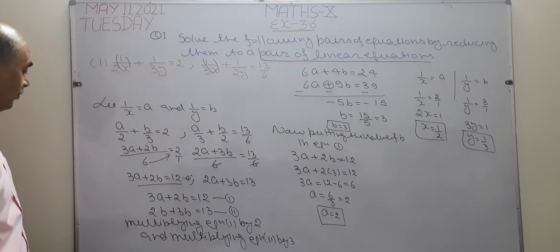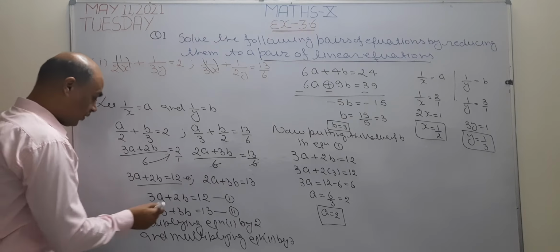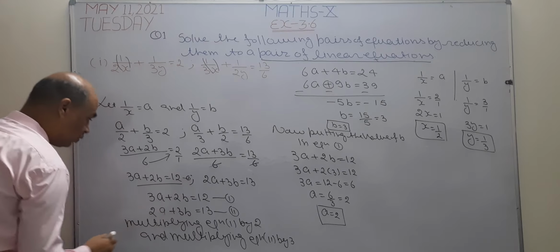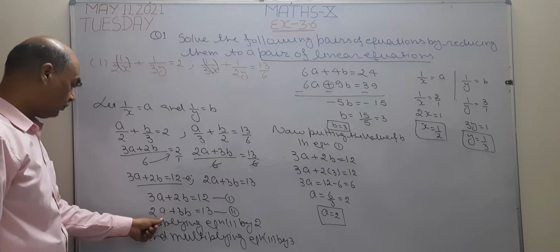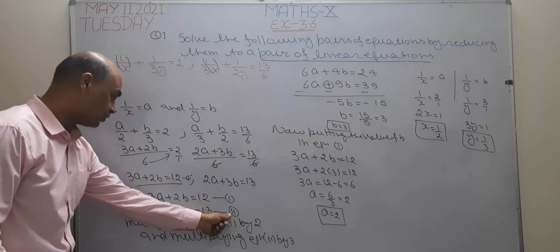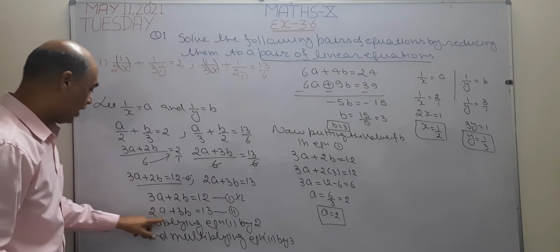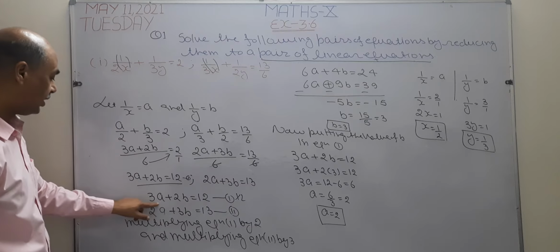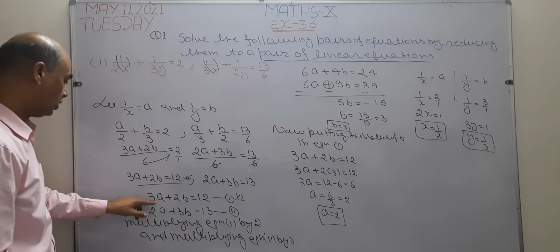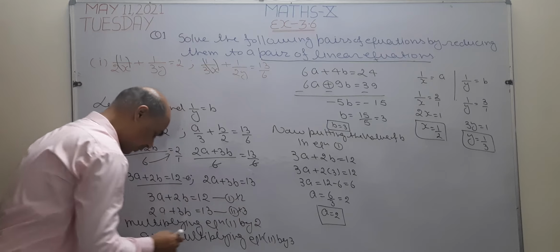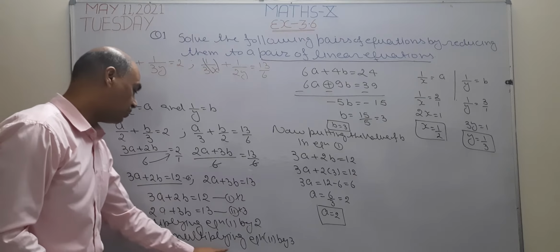Now you know very well, in the elimination method, if I want to eliminate this a term, if I want to remove this a term, then we have to multiply the first equation by the coefficient of a from the second equation. So I want to multiply the first equation by 2, and we have to multiply the second equation by the coefficient of a from equation number 1. What is the coefficient of a in the first equation? 3. So I want to multiply the second equation by 3.